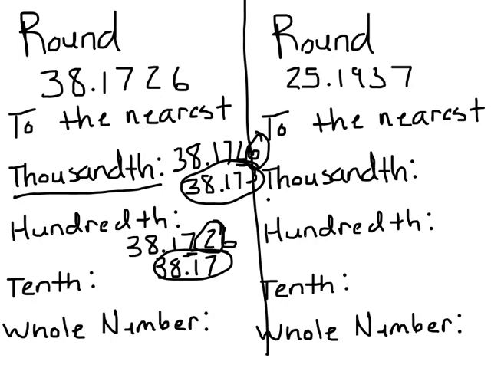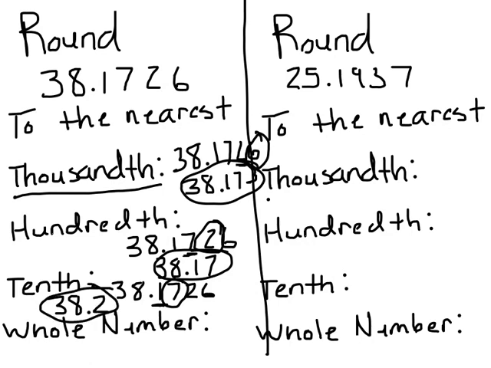Let's round to the nearest tenth. Which digit is in the tenths place in our number? The 1 is in the tenths place. The 7 is going to tell me which way to round. So what do I round to? Well, I round to 38 and 2/10.